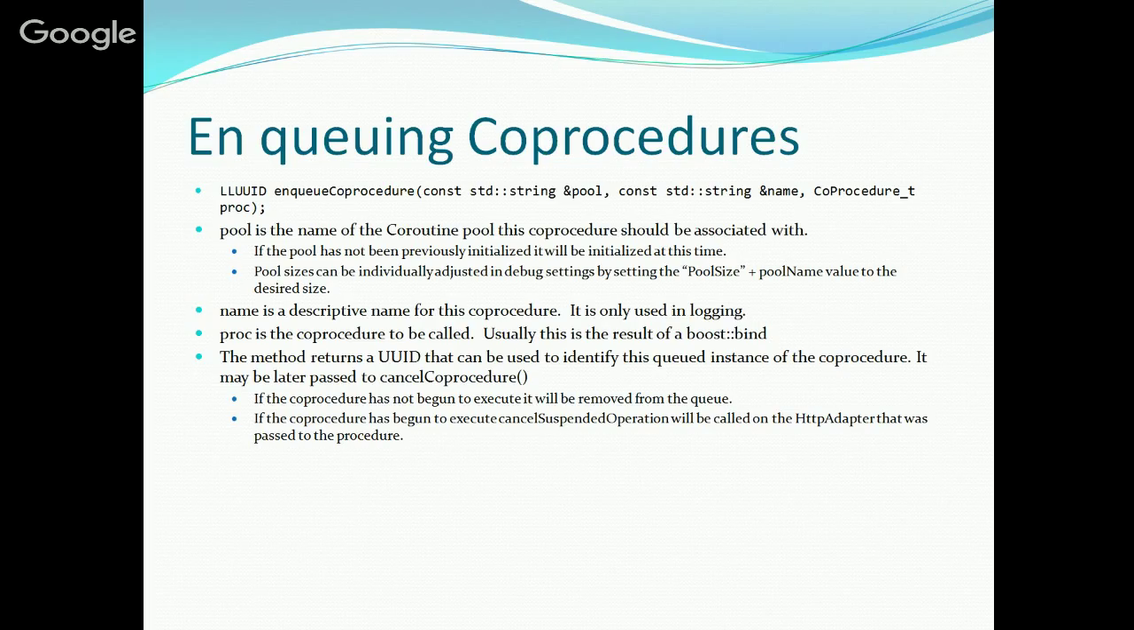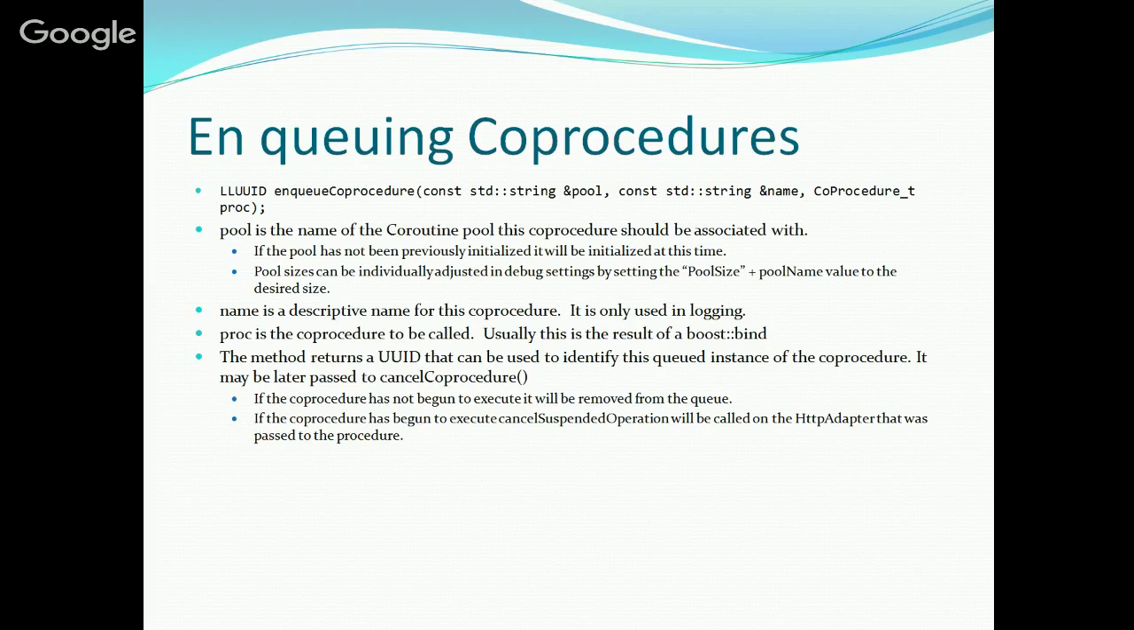Enqueuing a code procedure is fairly simple. You simply grab the code procedure manager, which is a singleton, so instant code procedure manager instance. You call the enqueue code procedure, tell it which pool, give it a name for that pool, and pass it the coproc.